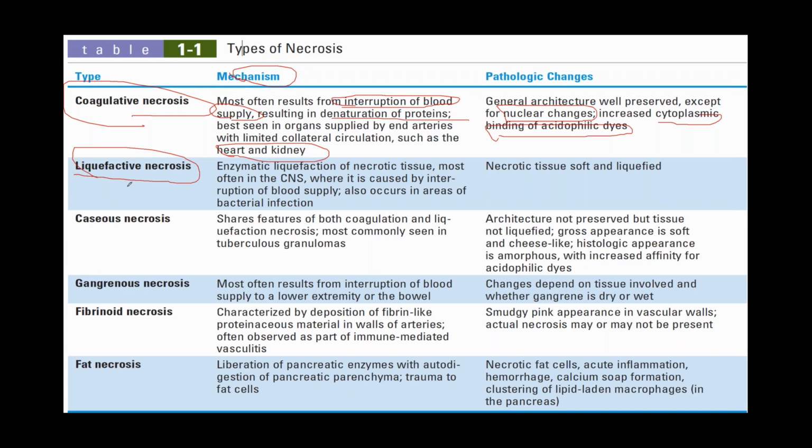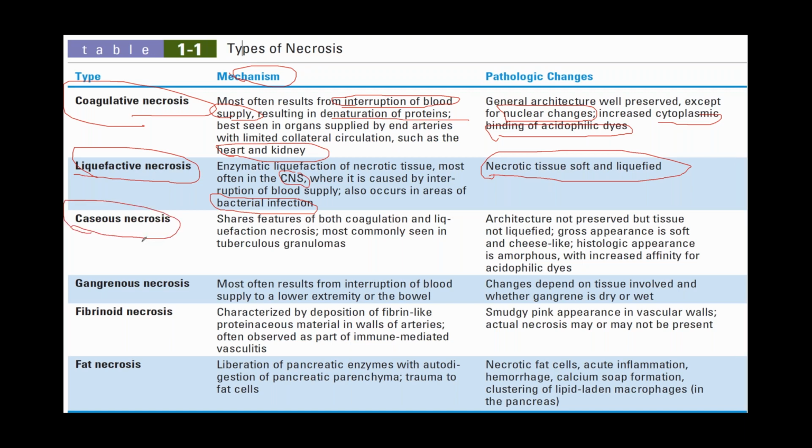Liquefactive necrosis. This is usually associated with cellular destruction and pus formation, for example in pneumonia or in brain infarction. The mechanism is enzymatic liquefaction of necrotic tissues, most often in the CNS, so in cerebral infarction, where it is caused by interruption of blood supply. It also occurs in areas of bacterial infection, such as pneumonia. The pathological change is that the necrotic tissue is soft and liquefied. This is about liquefactive necrosis, with cellular destruction and pus formation.